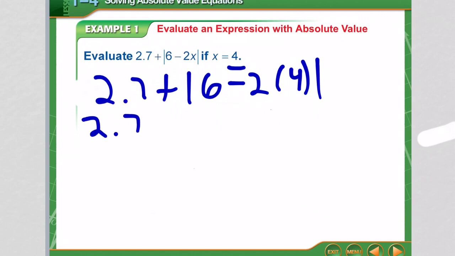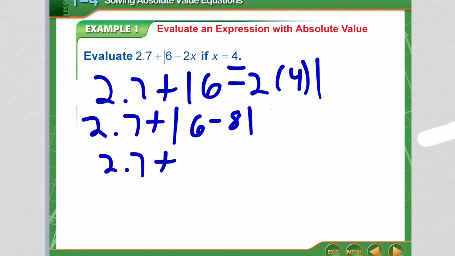So I need to take the 2 times 4 first, so it'll be 6 minus 8. And then 2.7 plus 6 minus 8 is negative 2. Now we don't drop it off because absolute value is like an operation as well.